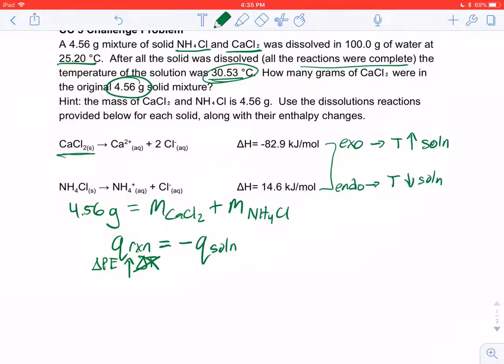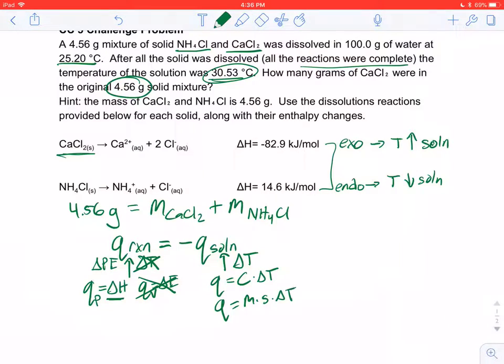The way we quantify that is either Q equals delta H or Q equals delta E. This would be at constant volume, this would be at constant pressure. We're in a calorimeter, but not a bomb calorimeter, so we're not at constant volume. So to quantify our heat exchange, we would use our enthalpy. And our solution is undergoing a temperature change, meaning we can quantify the heat exchanged as either Q equals C delta T or Q equals m s delta T.